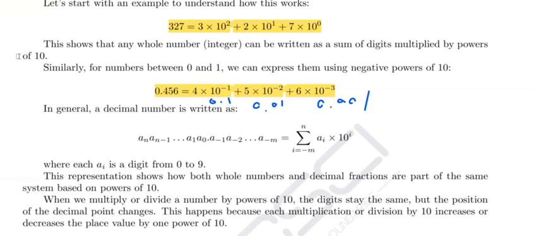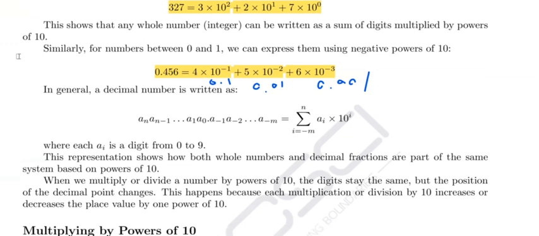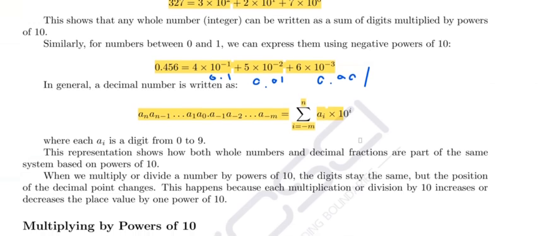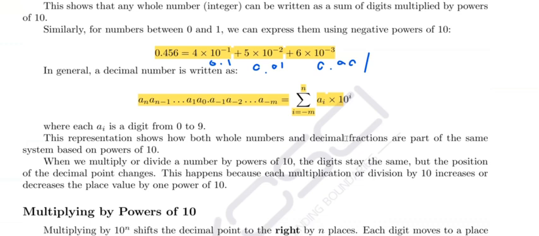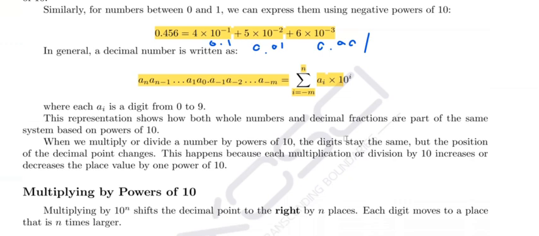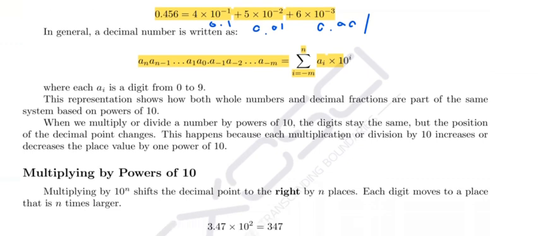So we can describe any decimal number in a general way. From some negative power up to some positive power, we add up each digit multiplied by the corresponding power of 10. Each of those digits is one of the numbers from 0 through 9. This description is powerful. It tells us that whole numbers and fractional decimals share the same place value system based on powers of 10. Because a number's value depends on each digit's position, multiplying or dividing by a power of 10 does not change the digits themselves.